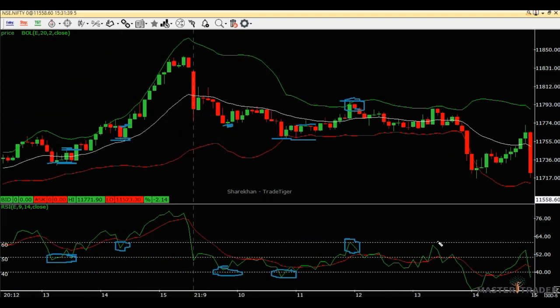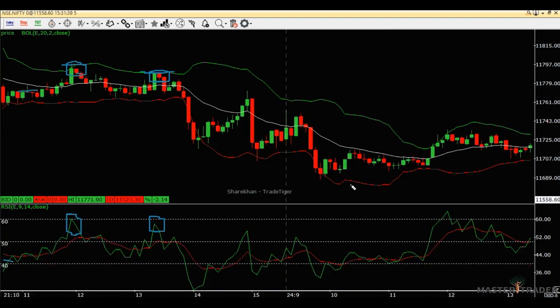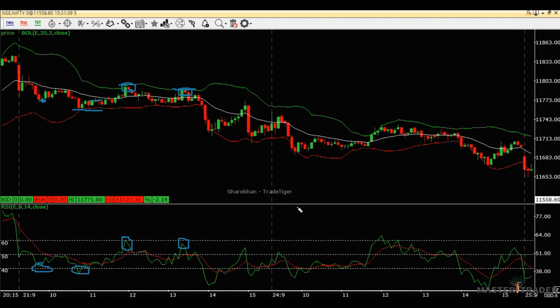Again, we get a very similar trading opportunity with RSI taking resistance at the 60, price resisting the upper band. You can short, stop loss above, and see the move thereafter. Let's see what other opportunities we get. Look at this here, now the next day.